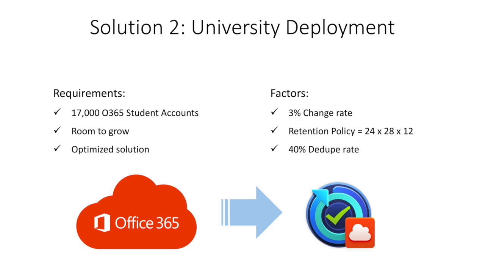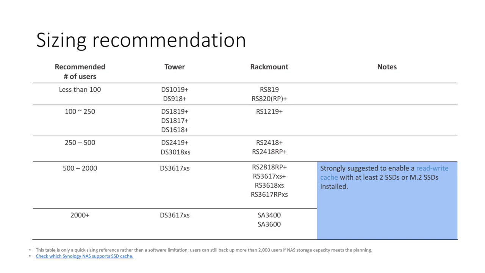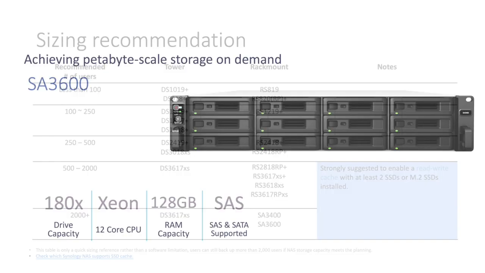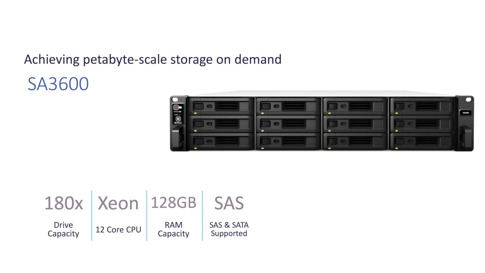Let's now consider that second scenario where we had an Office 365 within a university deployment. So their requirements were obviously for 17,000 student accounts with room to grow and having a very optimized solution for their needs. The factors for them would be very similar to the previous one in terms of the change rate, retention policy, and dedupe rate. So bringing back that sizing recommendation, I had obviously recommended the SA3600 being ideal for this scenario, giving them the ability to achieve a petabyte scale storage with a lot of room to grow for their needs.